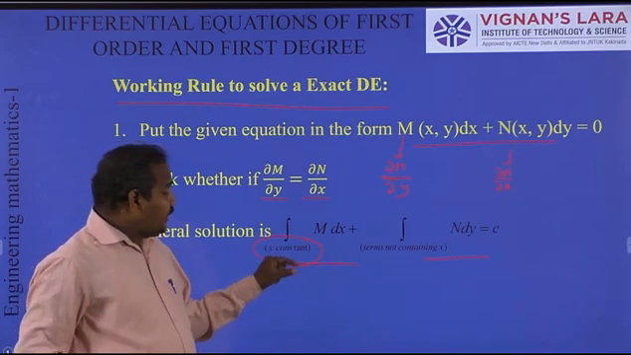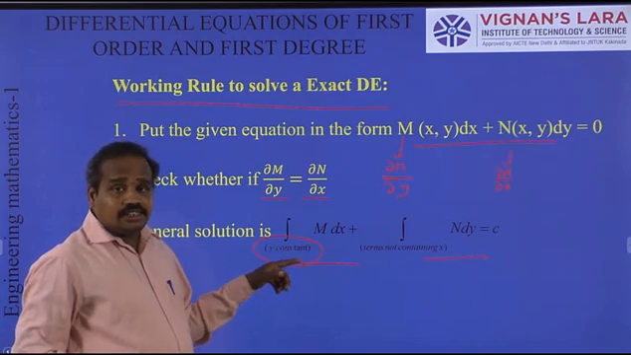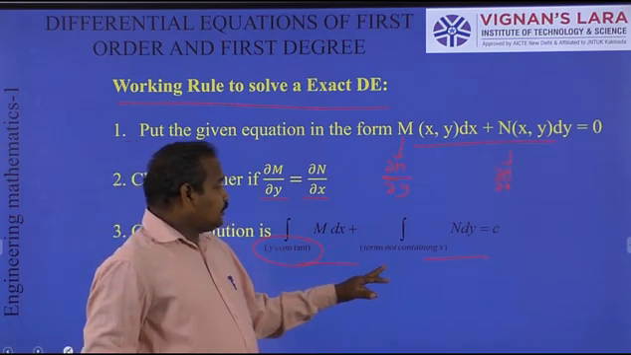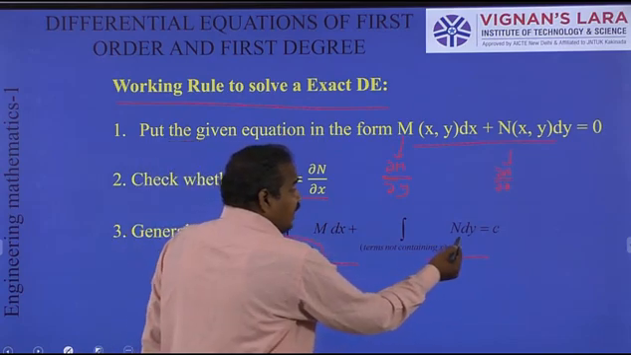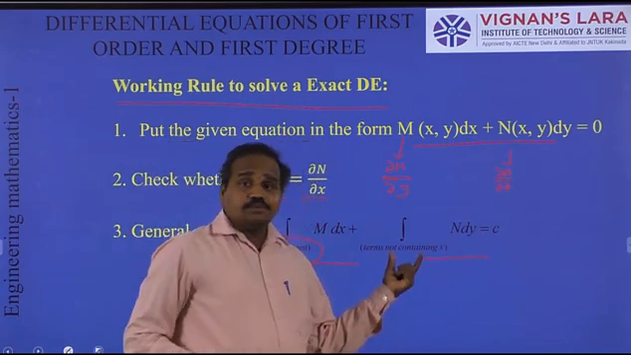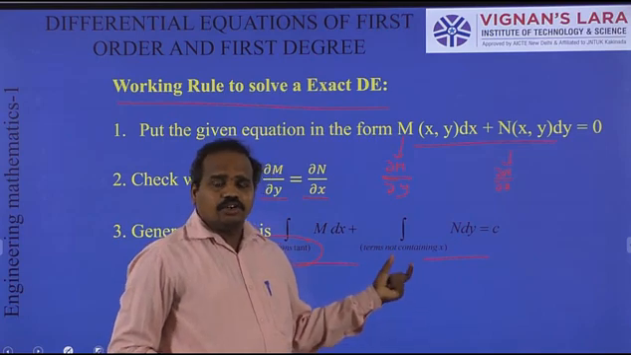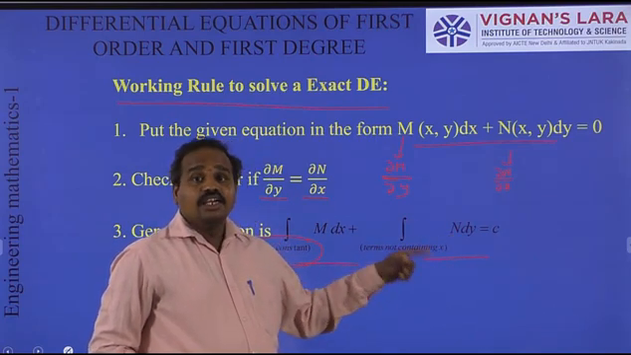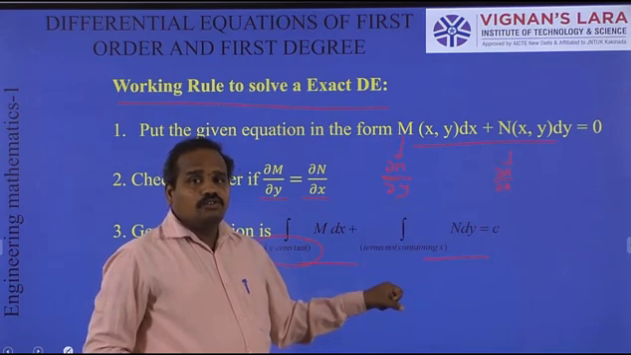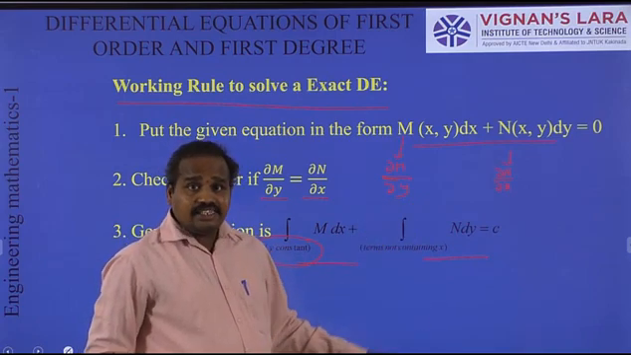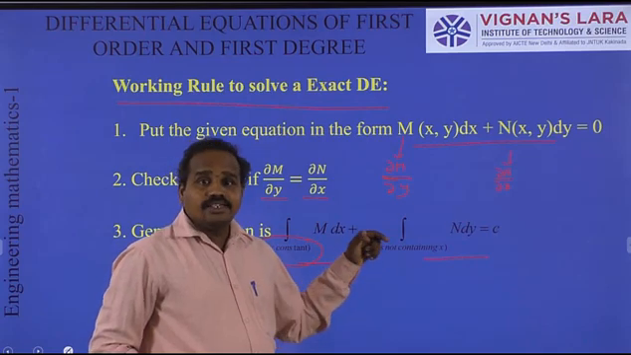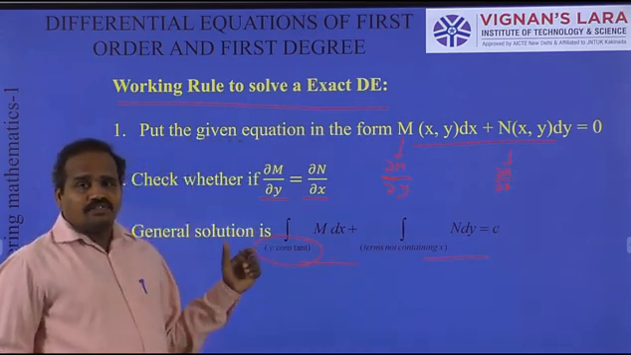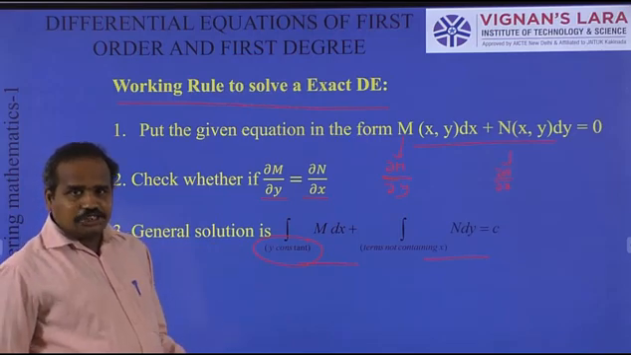So how you are writing 2 outside from this integral like this, you have to write y also from this integral. And coming to this one, integral n dy is equal to c terms not containing x. The meaning of that one is how many terms are existing in n. We are checking that in that n, which terms not having x, those terms only we are making the integration. So these two are very important in finding the general solution of the exact differential equation.